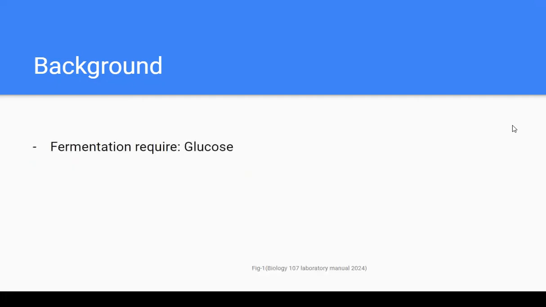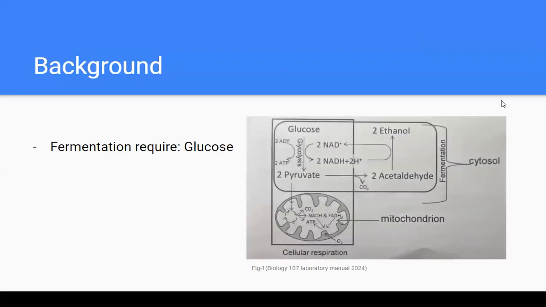In fermentation, it will require glucose. The glucose processing is shown by this picture. The glucose will start at glycolysis to 2-pyruvate in the cytosol. And after that, it will have two different steps.